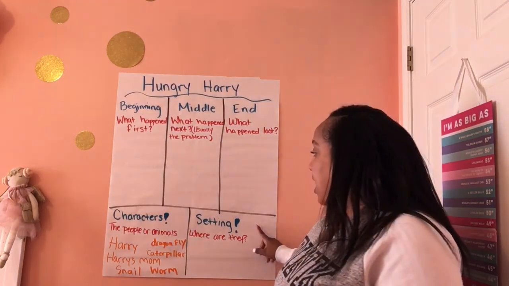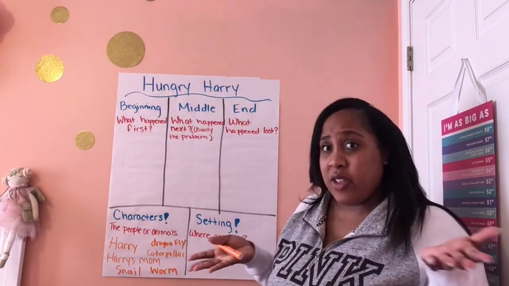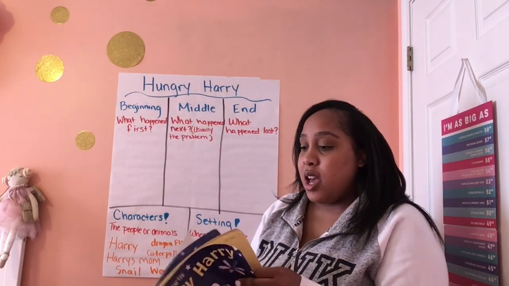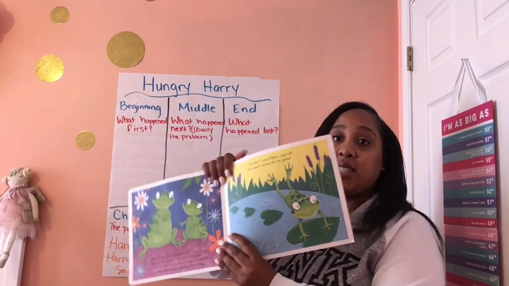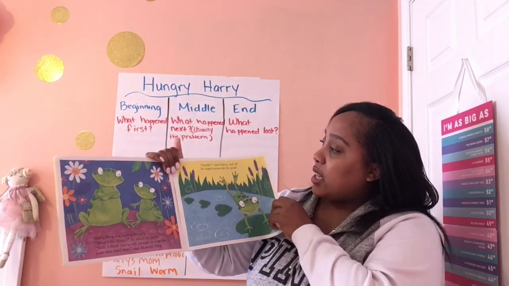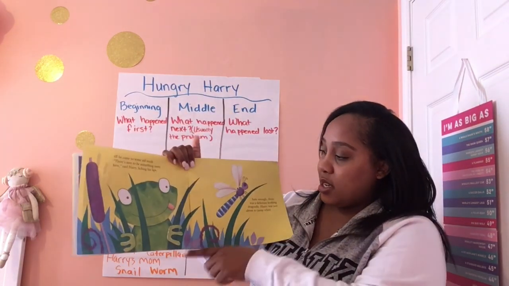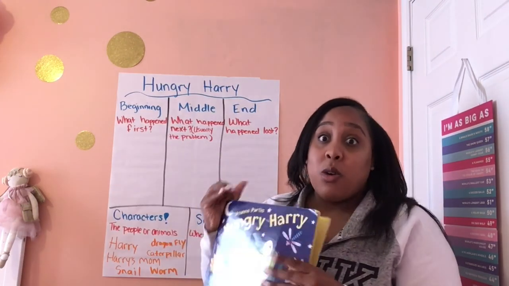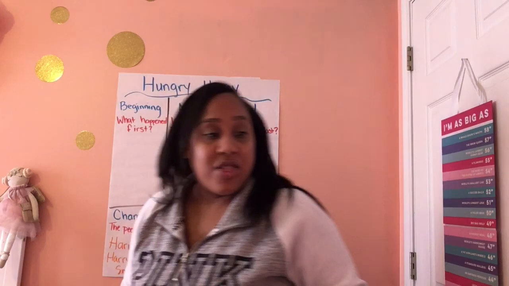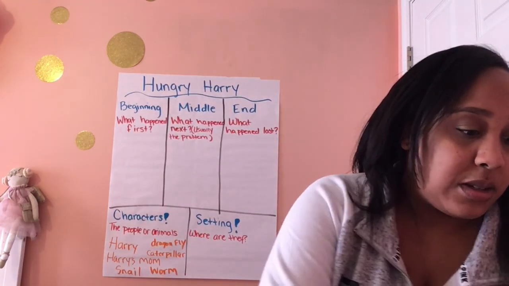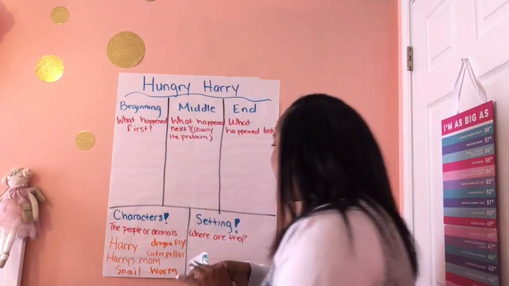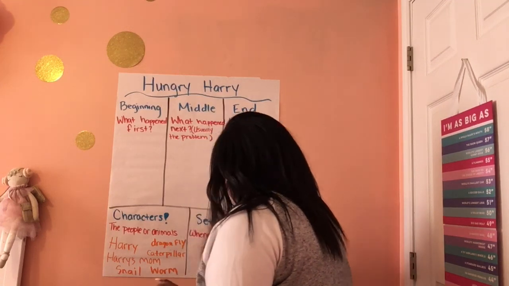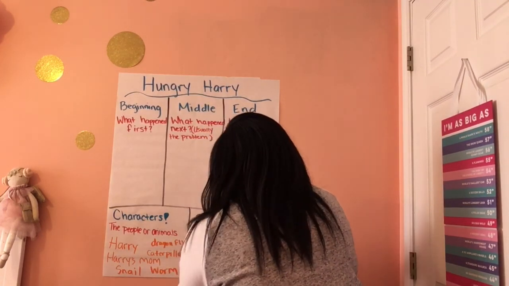And what was the setting? The setting. Where were they in this story? Let's see. I can refer back to my text. Hungry Harry. Let's see. Oh, I see that. It says he leaped across the lily pond. Yeah, so one of our settings was the lily pond. And here it is, right here, the lily pond. I'm going to put that on my chart. Lily pond.